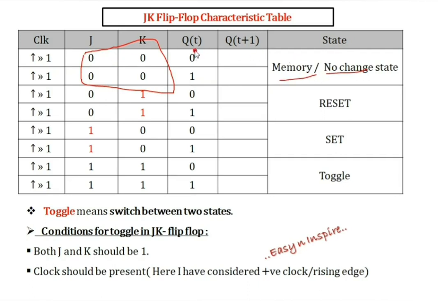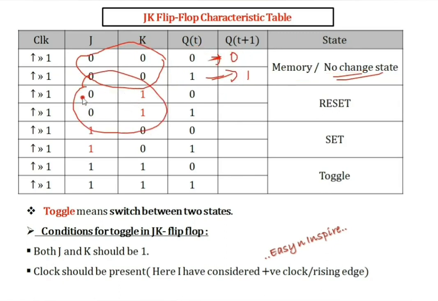Okay. So if present state is 0, next state is also 0 because no change here. If it is 1, present state is 1. Again, next state remains in 1 because no change. Okay, J0, K1 in these two conditions.